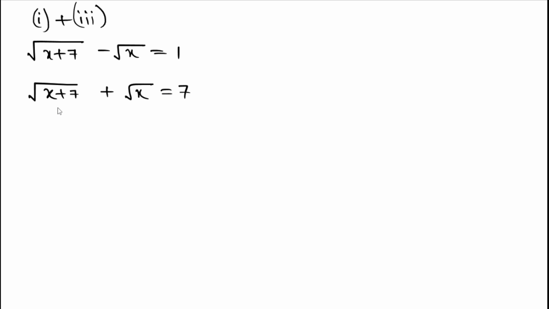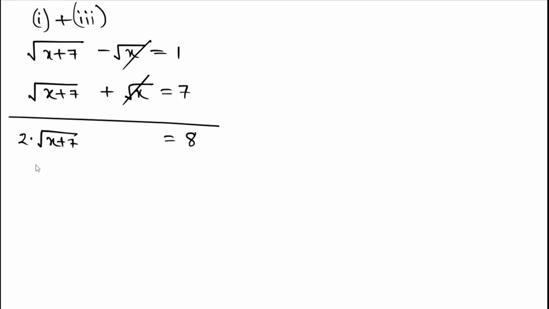So we can get square root of x plus 7 minus square root of x equals 1 and square root of x plus 7 plus square root of x equals 7. So if we add these two, then we can get these two are cancelled out. So here we have 2 times square root of x plus 7 equals 1 plus 7, it will be 8, right?